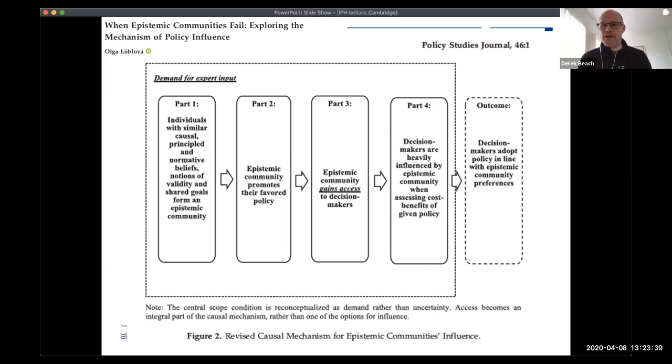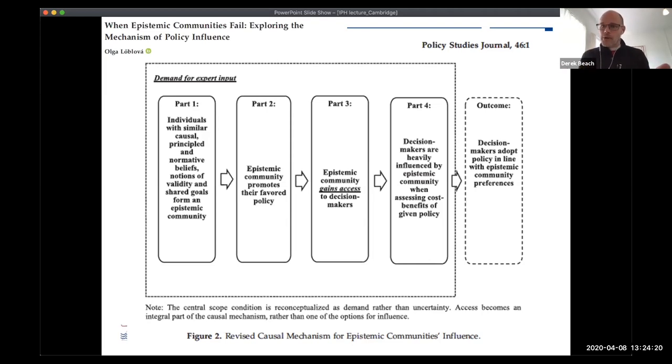And of course, if you look at this, there's a lot of unanswered questions. Epistemic community gains access to decision makers. Well, how does that work? How do you gain access? What are people actually doing in cases? In part four, what is actually going on within the room? How does that work? And so her article told us something. She provided evidence of this process, made it plausible that this is what took place in two cases. But in some respects, her analysis actually raises more questions than answers.